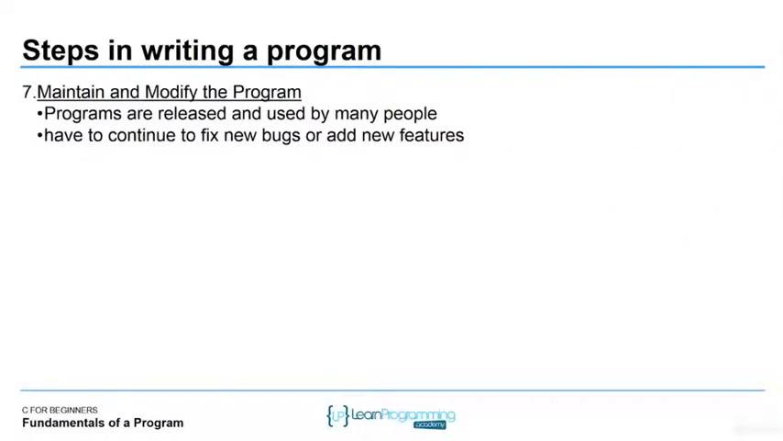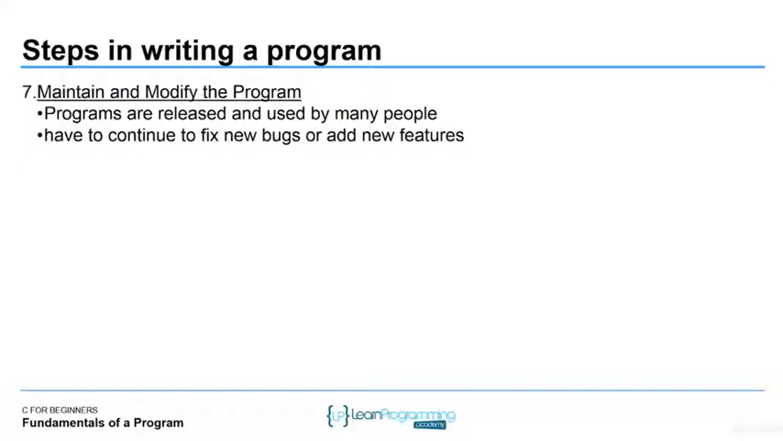The last step is maintenance. This is when the programs are released and then used by many people, but still may have bugs. So for example, when Windows 10 is released, you'll notice that it still has bugs or still crashes. And so you're constantly getting updates. And when you get those updates, that's called maintaining the program.